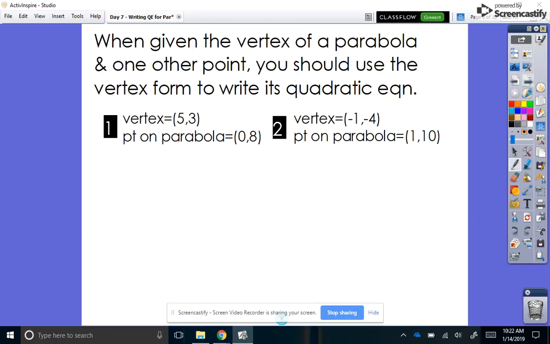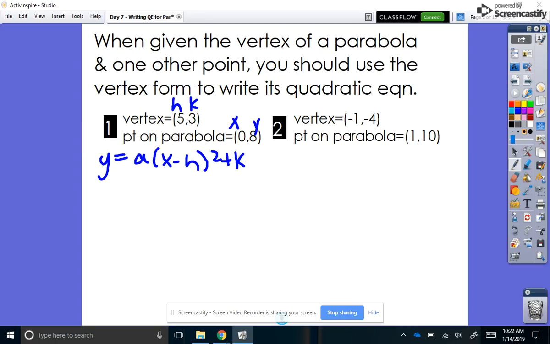So first, we're going to write the quadratic equation given the vertex of a parabola and one other point. To do this, you need to know that vertex form is y equals a times x minus h squared plus k. I know that the vertex is h comma k, and then this would be the point x comma y. So the only thing I don't have is the a value, which we're going to solve for first.